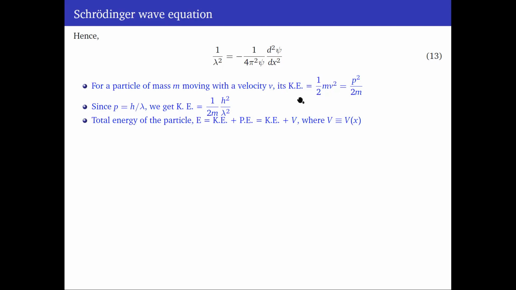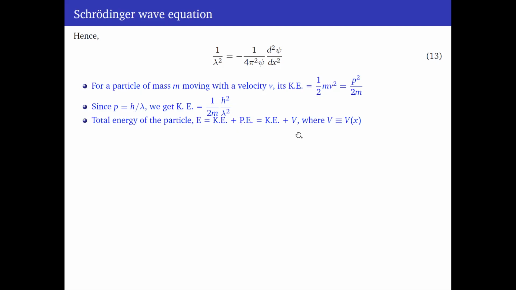Then its kinetic energy will be given by half mv square, or in terms of momentum, I can write it as p squared by 2m. But you can get an expression for momentum in terms of wavelength when you apply the de Broglie expression. So p is equal to h by lambda, and kinetic energy now becomes 1 by 2m into h square by lambda square, or h square by 2m into 1 by lambda square.